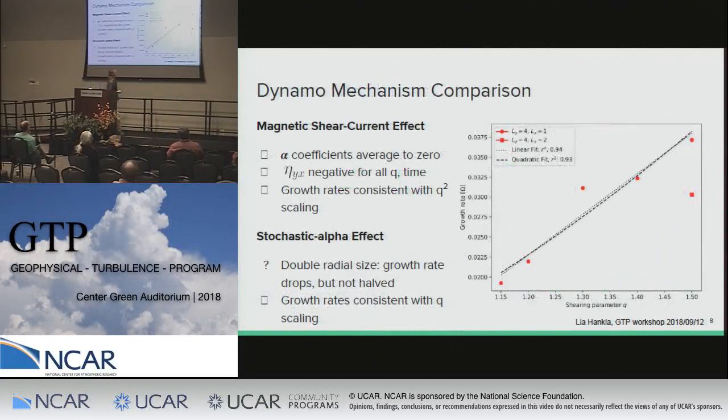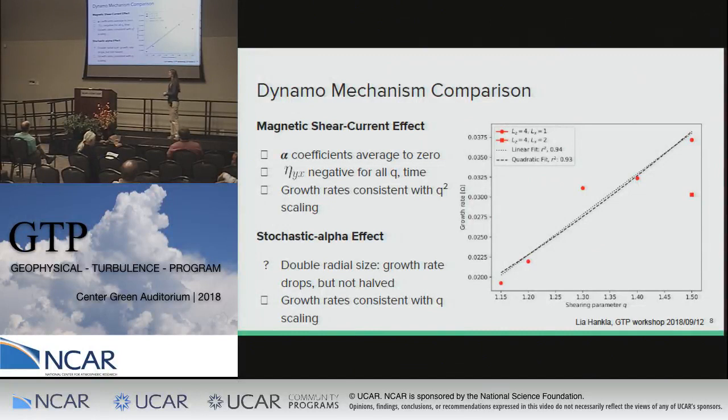And so my ultimate goal was to try to compare these two dynamo mechanisms. This is still a work in progress, but basically for the magnetic shear current effect, some good positives are that the alpha coefficients average to 0. That's what we would expect. And that the eta yx is negative for all the shearing parameters and all time.